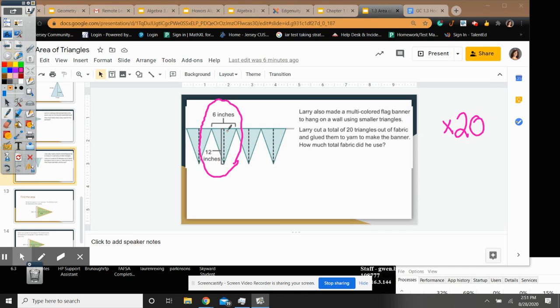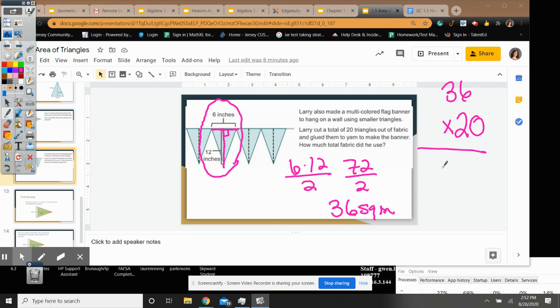So this time it's kind of upside down. There's the base. The height is kind of upside down, like we said. The base times the height, divide by 2, will be 6 times 12, divide by 2, which is 72 divided by 2, which is 36 square inches for one of these. But he had 20. So we're going to take 36 times 20 to get the total amount of fabric he used, which is 720 square inches.